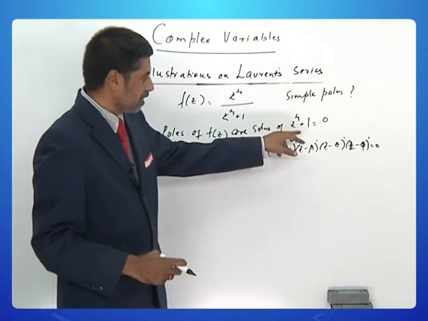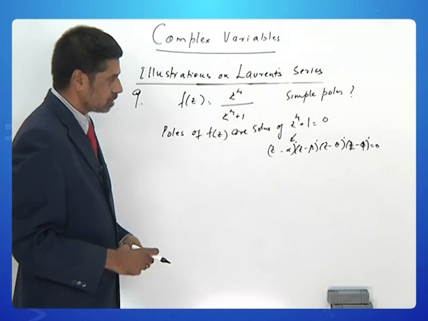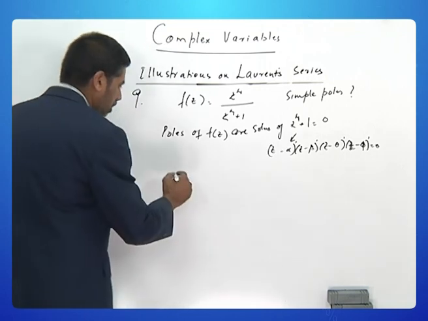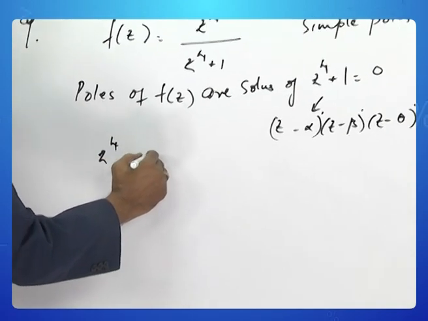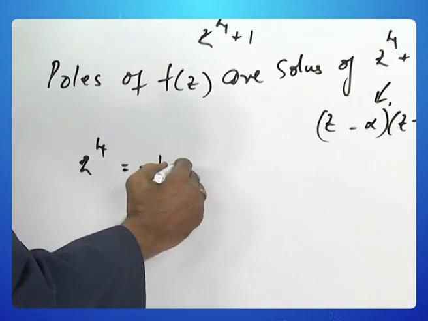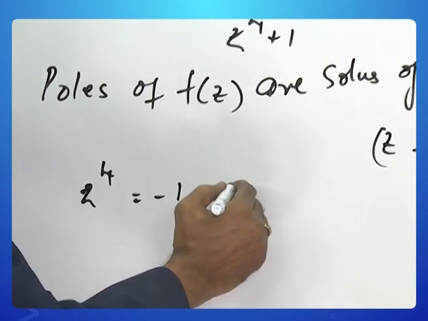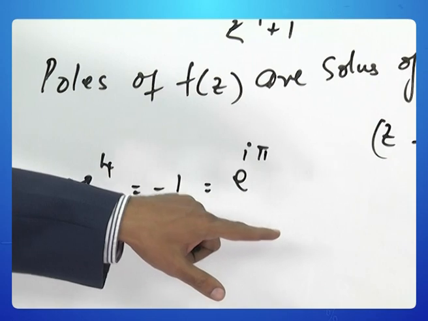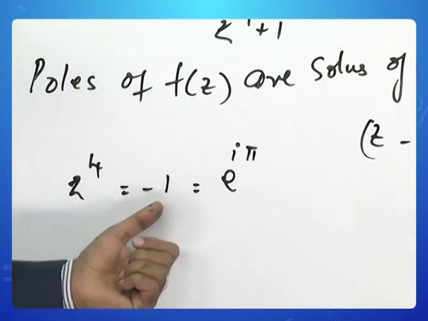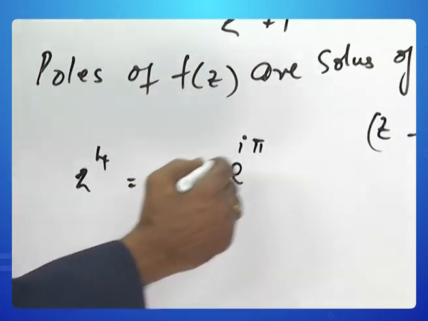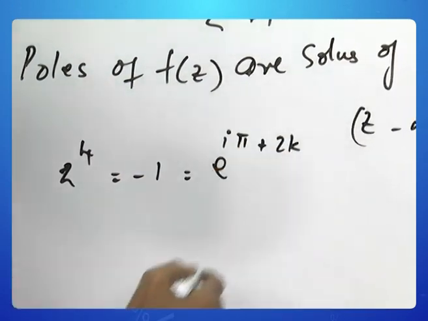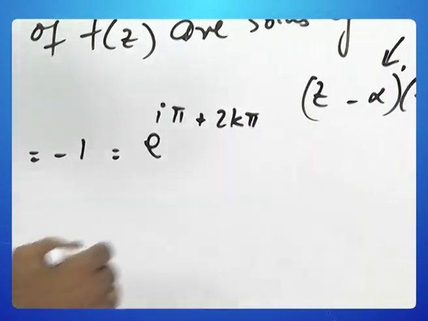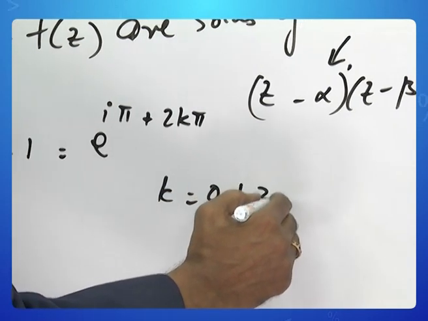But how to solve this equation effectively? There are 2 approaches, but I'll give the one that produces results in a standard way. You take z power 4 is equal to minus 1, and you know minus 1 can be written as e power I pi, because this is cos pi plus I sin pi. Sin pi you know is 0, but cos pi is minus 1. To this you add a 2k pi with k is equal to 0, 1, 2, 3.